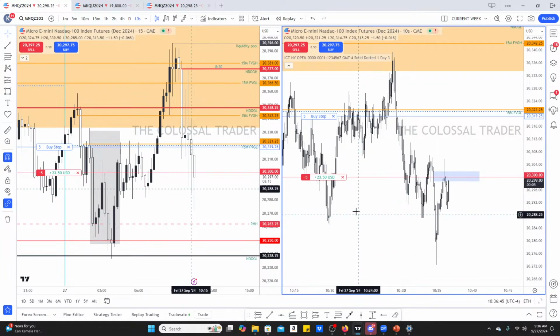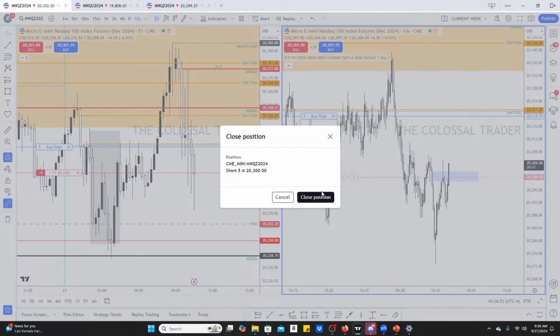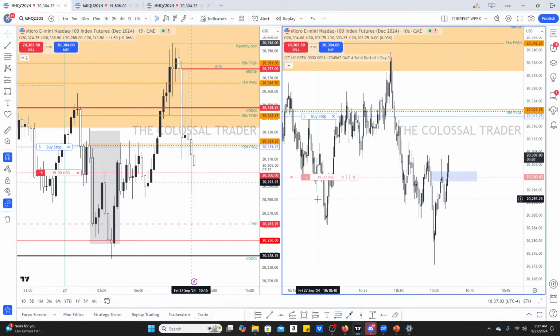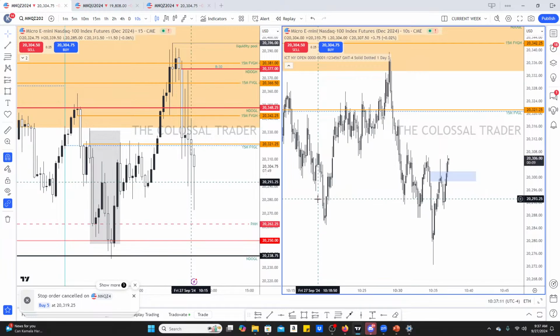Save me peace of mind. Dollar bill, y'all. See that? Still don't like that. Close. I don't like what price is doing at all. This is just rubbish.